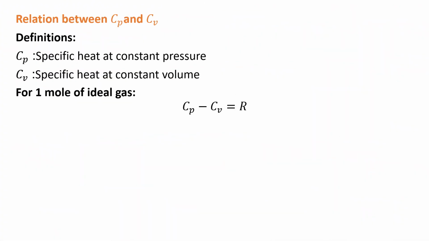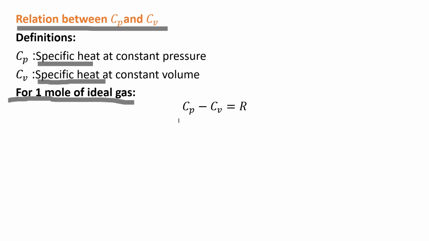Now the next thing is the relationship between Cp and Cv. In chapter number 1, in the previous videos, we learned about the specific heat part. So Cp and Cv are the specific heats at constant pressure and at constant volume. So for 1 mole of ideal gas, Cp minus Cv equals R.